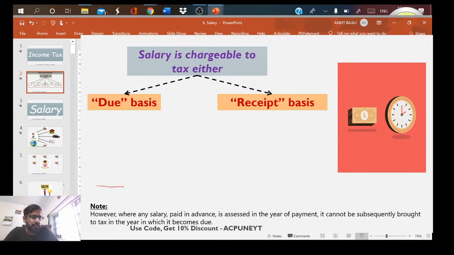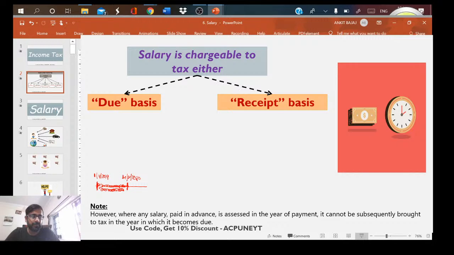Due basis means once you have provided services to your organization. Let's suppose you have joined this company on 1st April 2019. Now you have provided services to your organization till 31st March 2020. Is it clear? So here your salary is going to accrue every month.